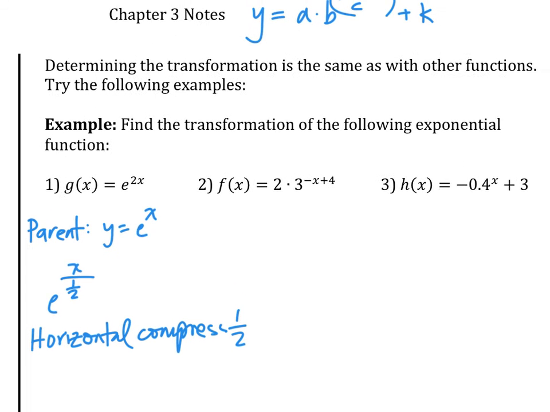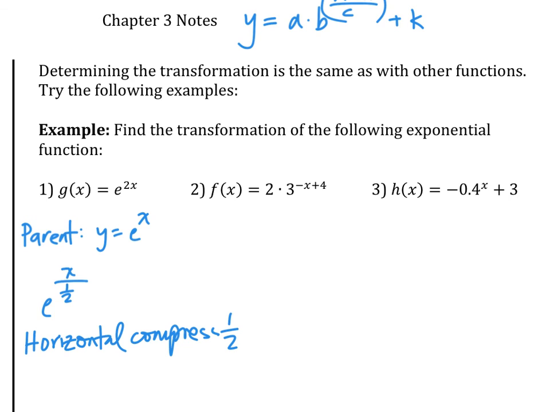All right. Let's do number 2 together. So first, again, parent function. Which one is the parent function? Which one is b to the x? That is 3 to the x. And so the 2 is outside of the function, so that has to do with vertical something. The negative and the plus 4 inside, that's the tricky part.